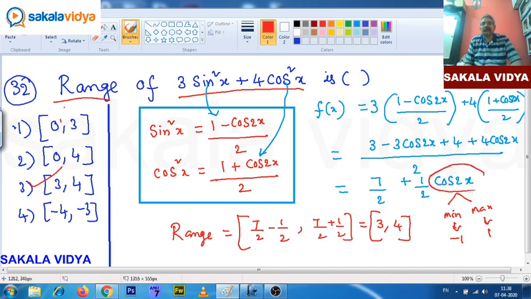The cos 2x. So, put minimum value, 7 by 2 minus 1 by 2, you will get 3. Put here cos 2x is equal to 1, 7 by 2 plus 1 by 2, that will be 4. 3 comma 4 is the range of this function.